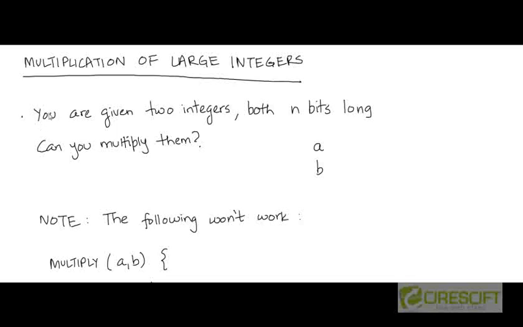In this video, we are going to look at the problem of multiplying two large integers. Suppose that you are given two integers, let's call them a and b, both of which are n bits long. How fast can you multiply them?